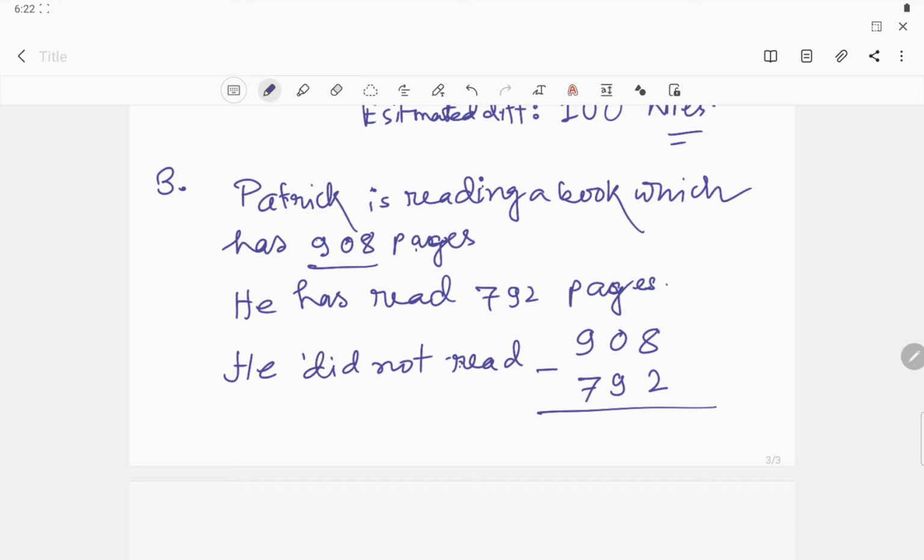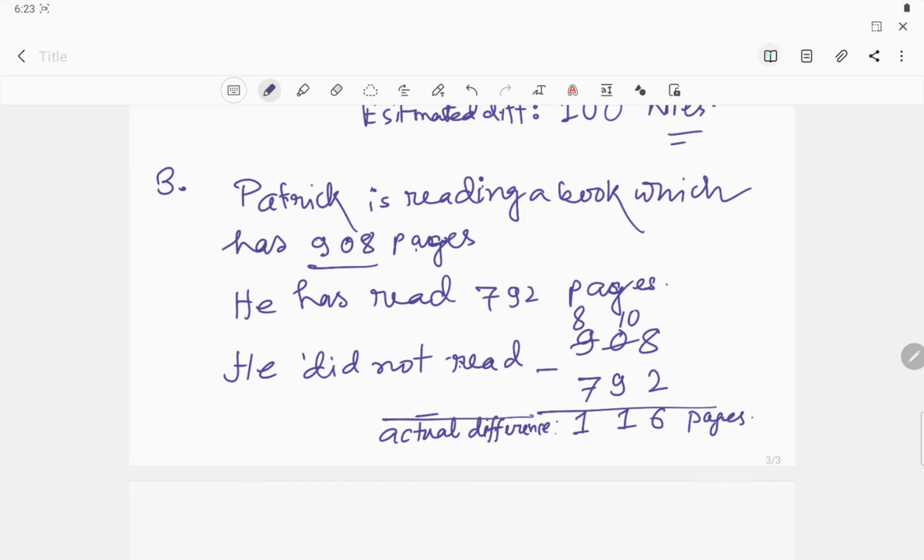Now subtract it. 8 minus 2 is 6. Since 0 is less than 9, so it will be 10 and the 9 can be reduced by 1. So 10 minus 9 is 1 and 8 minus 7 is 1, right? So this is the actual difference, that he didn't read 116 pages. If you estimate this figure, this answer will be 100.